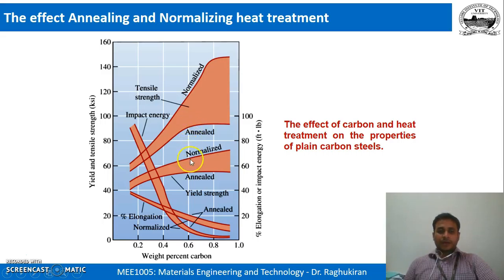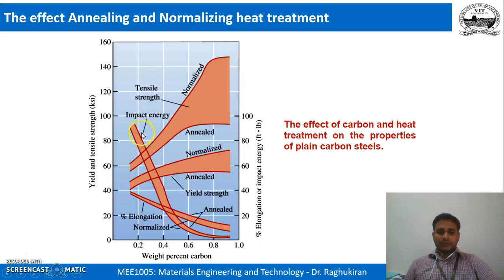Right. So similarly, if you see the yield strength, that is about tensile strength. Now this is yield strength. The same case: yield strength is also good for normalized steels, whereas for annealed steels it is relatively low.